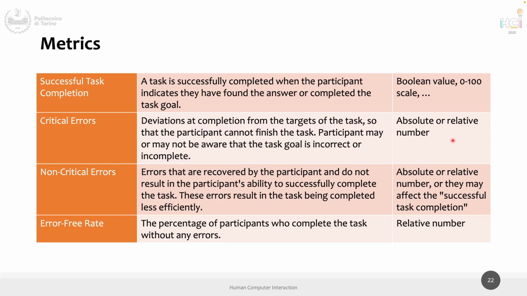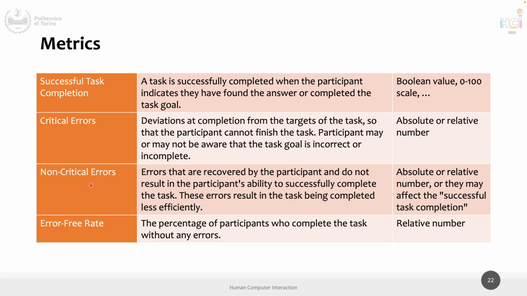And that could be an absolute number, like 1, 2, 3, 4, or a relative number, like a percentage. Then you have non-critical errors. Non-critical errors are errors that are recovered by the participants and do not affect the participant's ability to successfully complete the task. These errors result in the task being completed less efficiently.